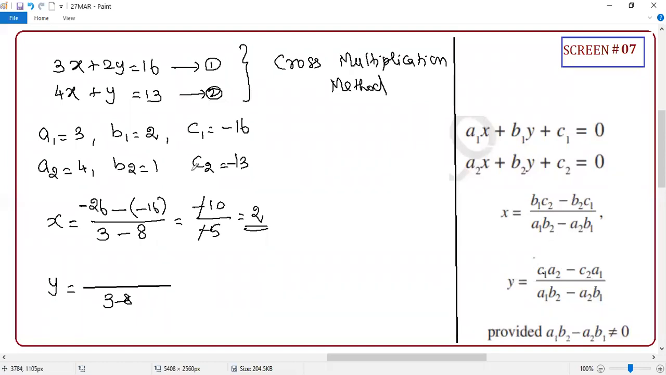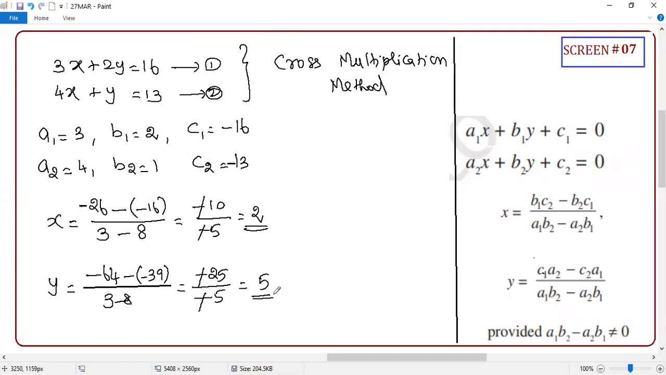Now, what is in the numerator? C1A2. You see here how the cross multiplication works. C1A2: 4 16s are 64, so minus 64. Now C2A1, it's coming here, it's minus 39. But minus of minus is plus. It will become plus actually. Guys, can you tell me 3 minus 8? It is minus 5. Minus 64 plus 39, what is the answer? Minus 25. Right or not? The answer is 5.